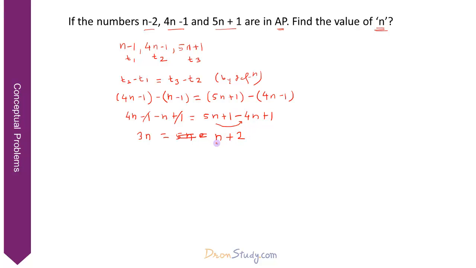Now take n to the other side, and it will be 3n minus n is equal to 2. So 2n is equal to 2, and therefore n is equal to 1. Therefore, the required value of n is equal to 1.